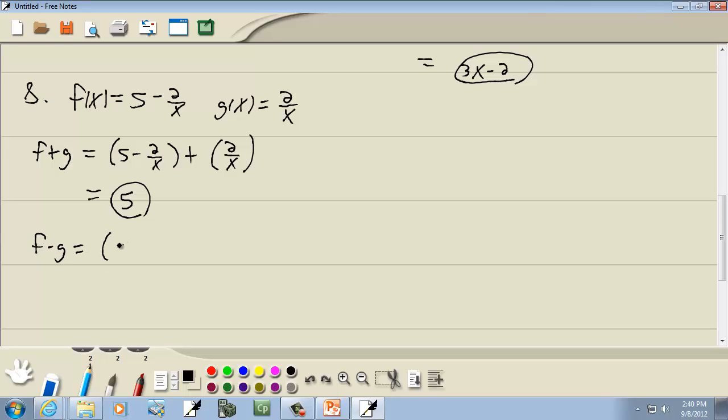Now for subtraction. Again, I'll put parentheses around both of them, and put a minus between them.